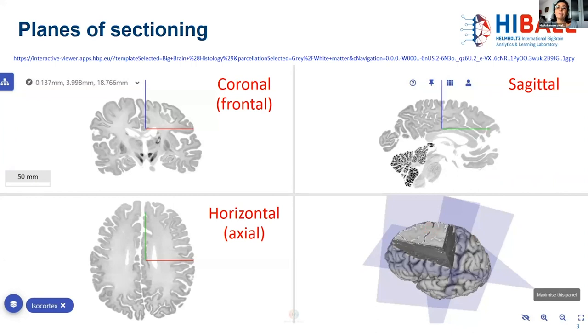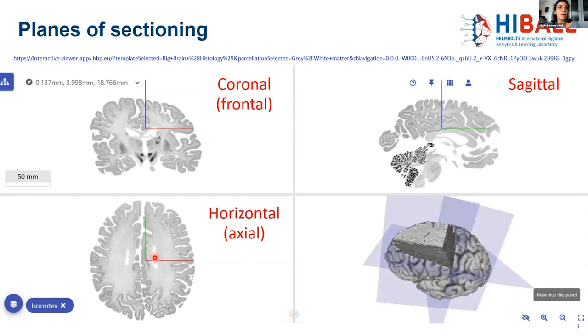And the third plane of sectioning is the horizontal one. You see it here at the bottom left of the image. It's also called an axial plane of sectioning, and it's the plane that divides the brain into dorsal and ventral positions, or top and bottom positions. And on the right of the image, you can see this surface reconstruction of BigBrain with the cutout that indicates these three planes of sectioning.